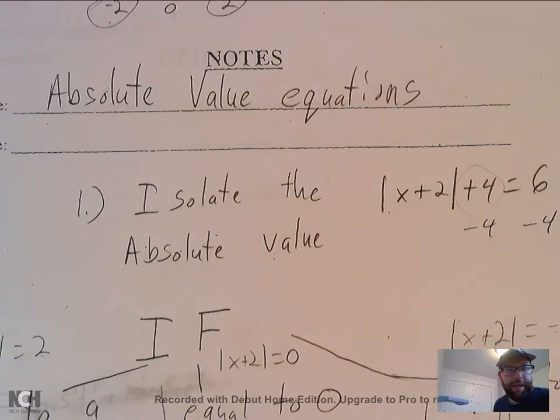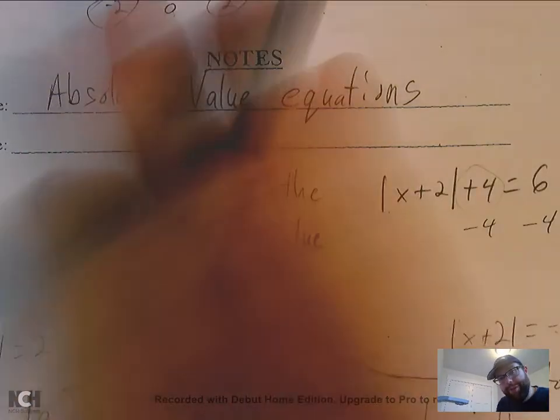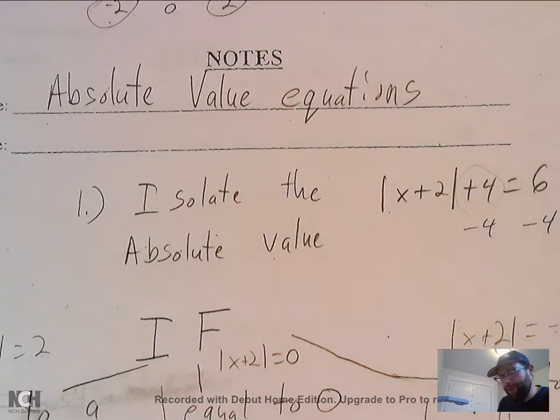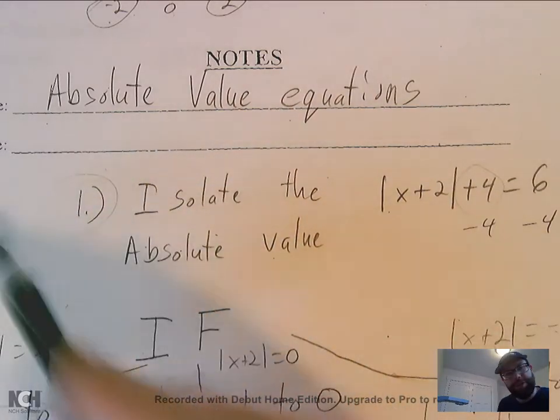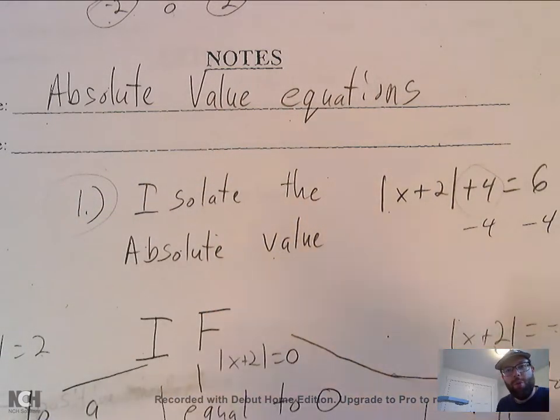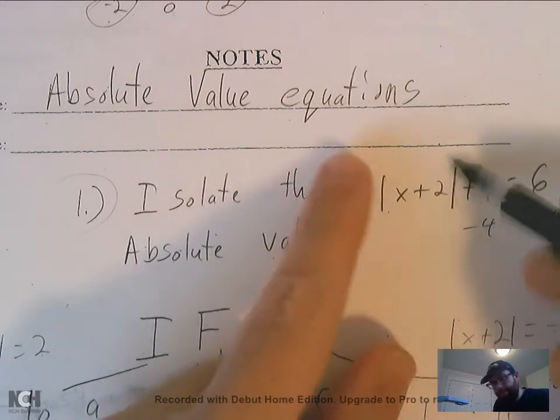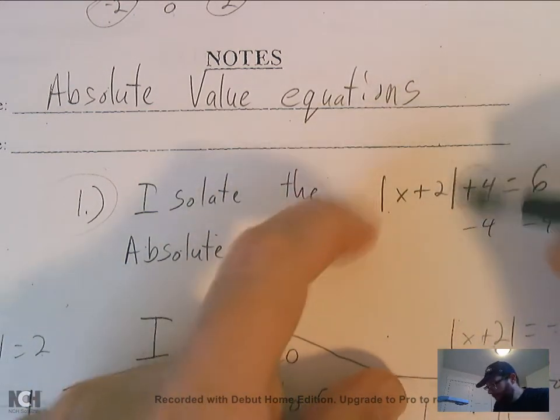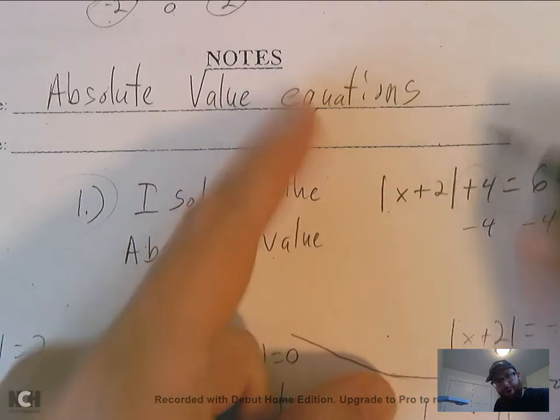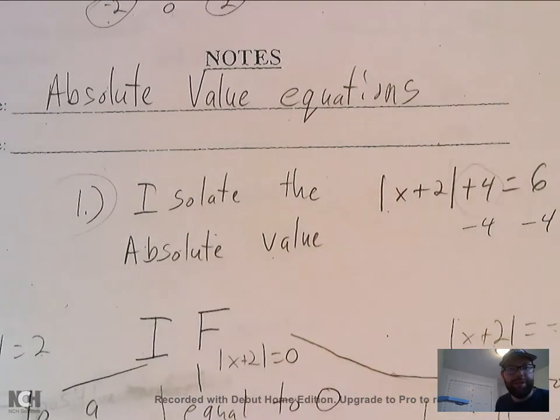Hello again. Today we are still talking about absolute value equations, so I'm just going to review the things we talked about yesterday. We are actually going to have to deal with this first step today. The first step with all absolute value equations is we need to get the absolute value, those two vertical lines and everything inside of them, all by itself on one side of the equation.